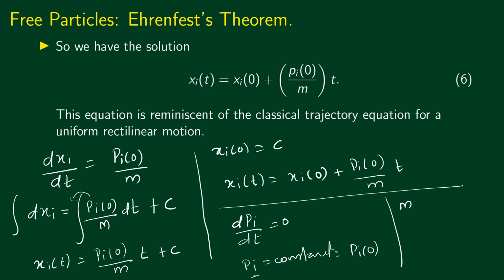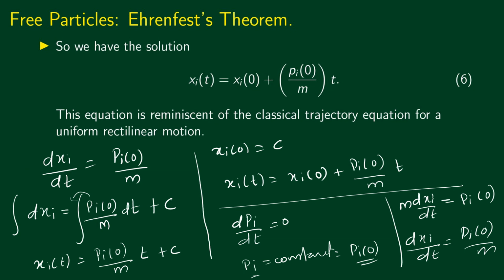This becomes m dxi/dt. All right, m dxi/dt, the mv, pi is mvi in Newtonian mechanics. So m dxi/dt is equal to a constant, which we denoted as pi(0), or dxi/dt is equal to pi(0) divided by m, which is exactly the same equation that we had here. So the solution is also the same.